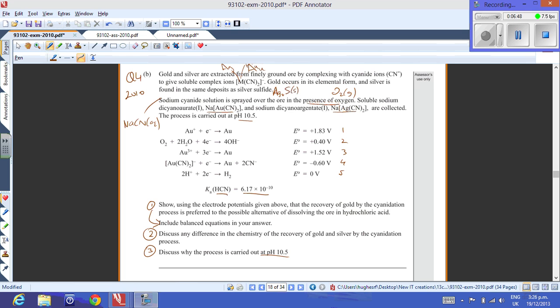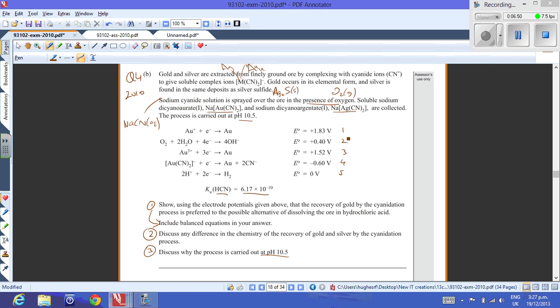So for the cyanidation of gold, we want to look at equation number 2 and equation number 4, because equation number 4 has your gold solid to start with and your cyanide ions, which would come from your sodium cyanide solution, which is sprayed over the gold. The solid Au is in the ore, so that's why we use equation number 4. And we use equation number 2 as well, because this is the oxygen which is present in the process. The sodium cyanide solution is sprayed over the ore in the presence of oxygen, so that's why we use equations 2 and 4.